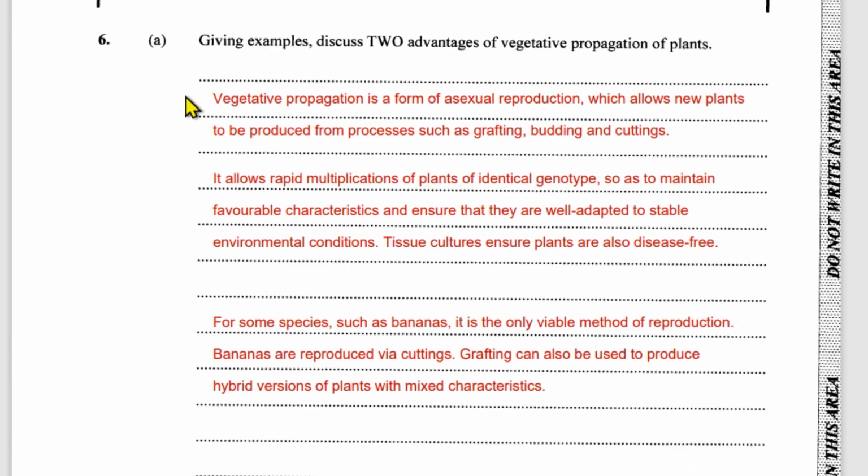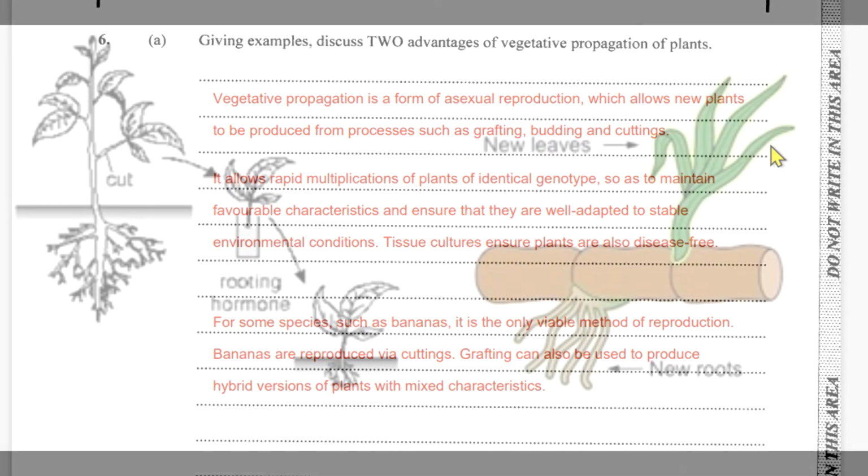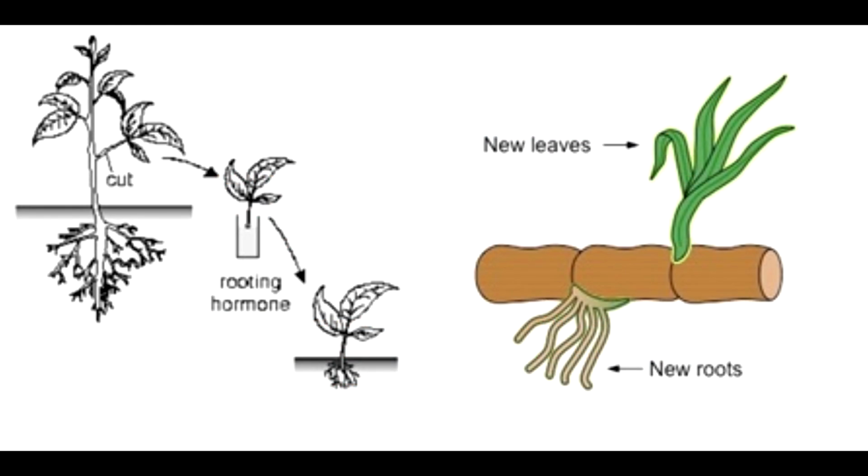So vegetative propagation is a form of asexual reproduction, which means that you only require one parent. And what happens here is that there's no production of gametes, so it allows new plants to be produced from processes such as grafting, budding, and cuttings. So you could cut a piece of a stem of a plant, put some rooting hormone, put it in soil, and that stem will actually grow adventitious roots and become a new plant.